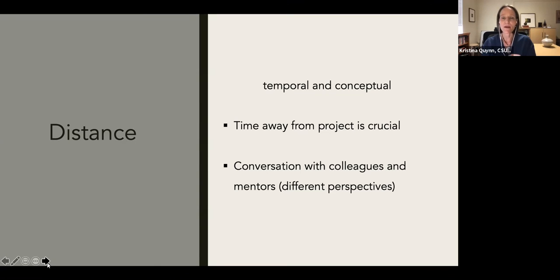Distance, temporal and conceptual, meaning that you have time to digest, right? We just talked about that, but also enough for you to think about how it is that your work is in conversation with other people's, which means that you have your own description of how it is that their work is related or not.